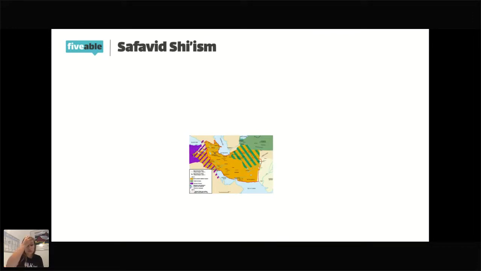Now let's go to the gunpowder empires. Though gunpowder was not invented in these areas, it did come to these areas and was so important to the growth of these empires: Safavid Persia, Mughal India, and the Ottoman Empire. The first one we're going to talk about is the outlier of the other two. It's the Safavid Empire of Persia.